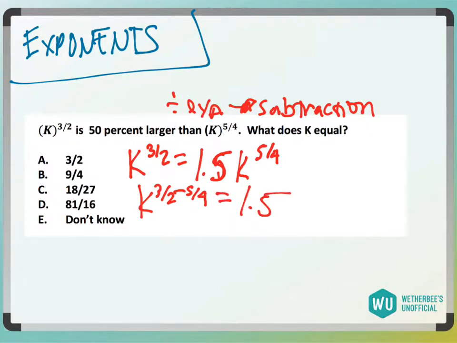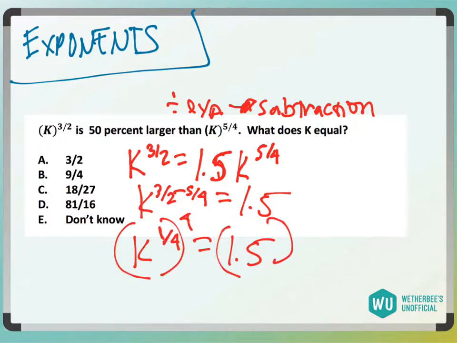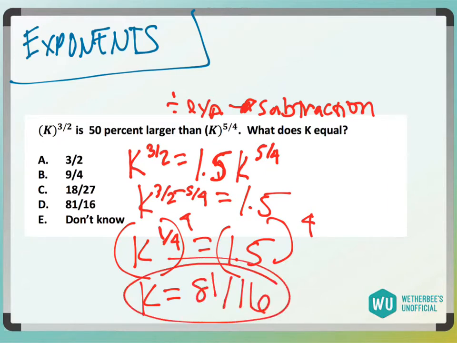Now, 3/2 minus 5/4 is 1/4. You can just put it in your calculator. K to the 1/4 equals 1.5. Now to solve for K, to undo this 1/4, I would want to raise both of these to the 4th power, right? And then I would get K equals, I'd put in my calculator 1.5 to the 4th. I'd math frac that, and it would tell me it's 81/16. Answer choice D.